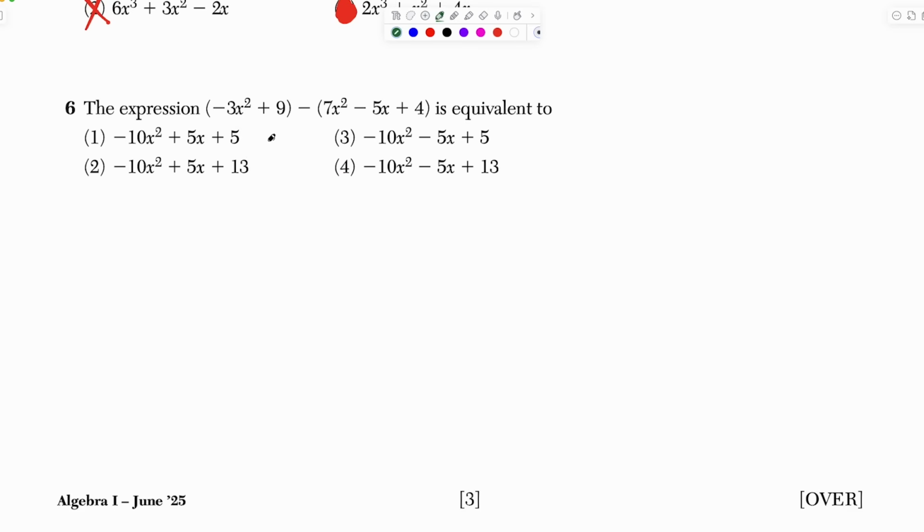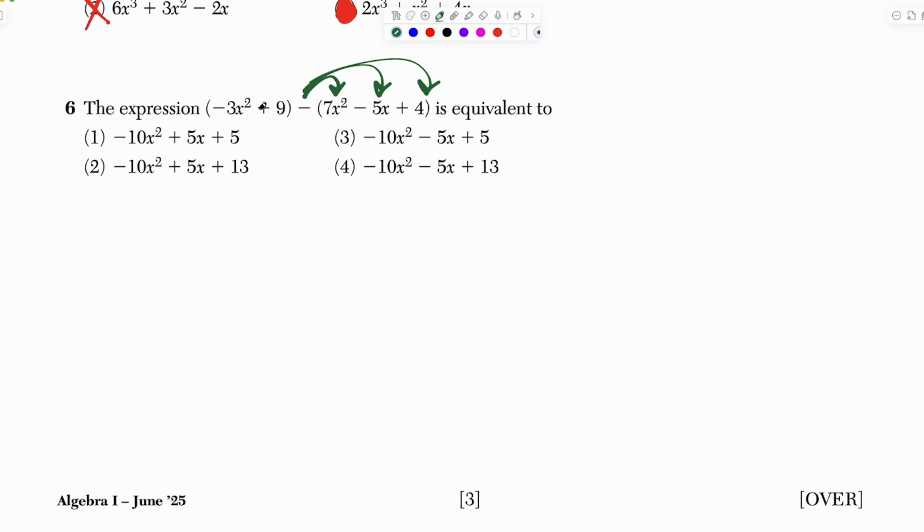Question 6, the expression negative 3x squared plus 9 minus parentheses 7x squared minus 5x plus 4 is equivalent to, and we have these 4 options to choose from. Well, for questions like this, just know when you are subtracting polynomials, you have to distribute the negative, okay? So this has to go all the way through.